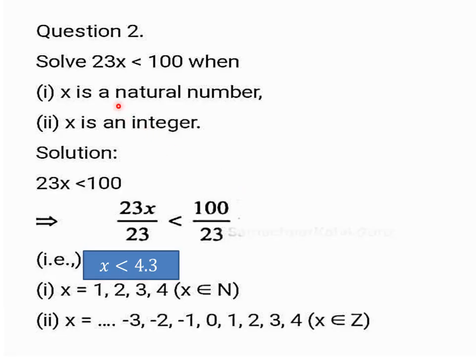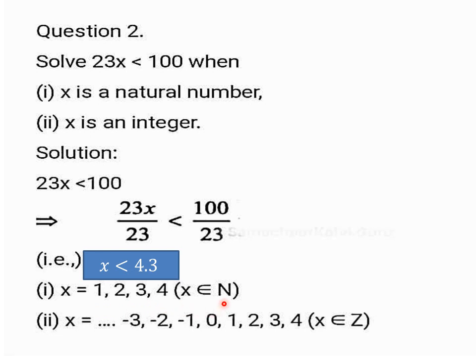Question number 2. Solve 23x less than 100 when first subdivision x is a natural number, second subdivision x is an integer. Solution: 23x is less than 100. So divide by 23, you'll get x less than 4.3. The first subdivision is x is a natural number. So the natural numbers less than 4.3 are 1, 2, 3 and 4, isn't it? So x is equal to 1, 2, 3, 4.